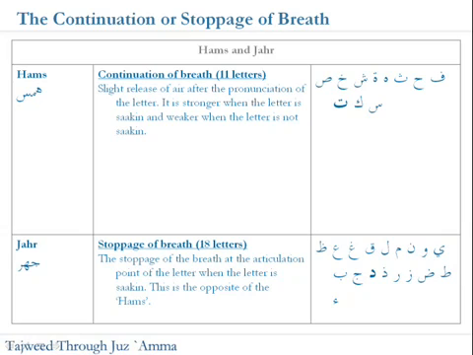So when you say, for example, tabbat, there's a release of air at the end, and that's known as the hams. Then we have the stoppage of breath. The stoppage of the breath at the articulation point of the letter when the letter is sakin, and this is the opposite of the hams. So the example is the dal. So we'll take the example of saying mid-deen.